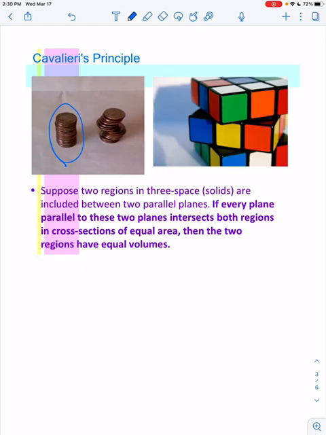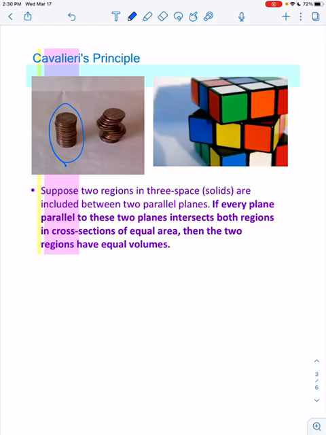So pause for a second. Did my volume change when I pushed my little stack of quarters? So hopefully you understand that no, my volume didn't change. I just changed the way the shape looks. That's what Cavalieri's principle says. You can lean the shape, the volume doesn't change, okay? As long as the area that it takes up stays the same, they will have equal volume.